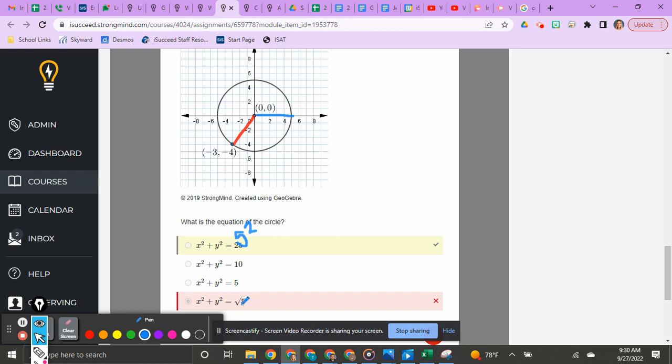You had the square root of 5, so maybe you were on the right track. But it should be 5 squared, which is 25.